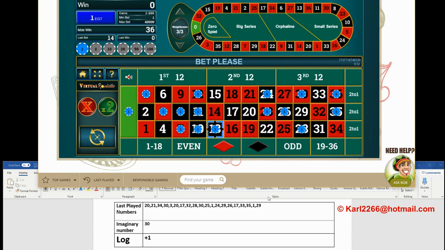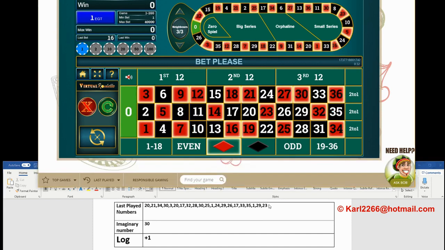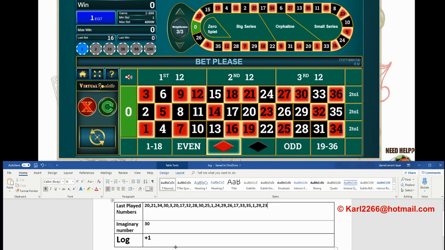Okay, and we got a new winning number after 29, number 23. It's exactly the terminal from number 30. So what do we do now when we got number 23 and logarithm plus 1? We have a new imaginary number, which is number 24.